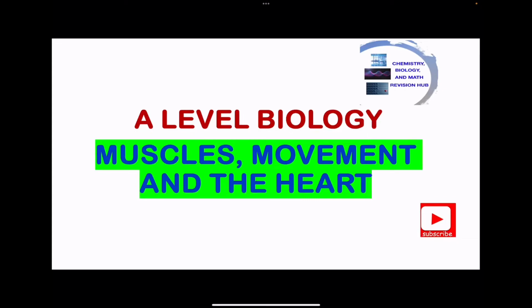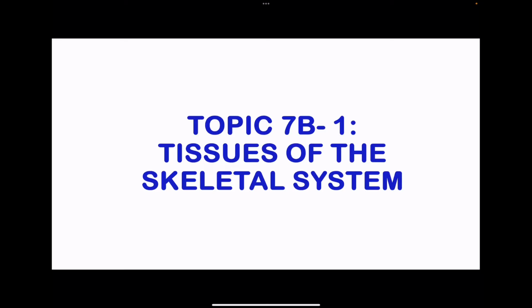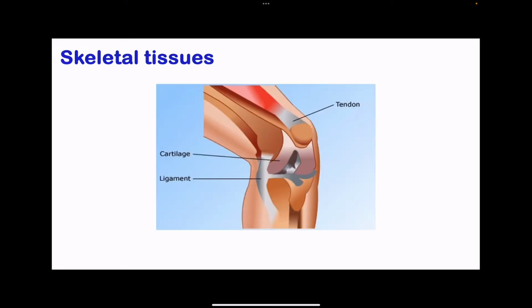Today we're doing the A-Level Biology topics. This is muscles, movement and the heart. We're beginning with topic 7b1, tissues of the skeletal system. The tissues of the skeletal system include cartilages, tendons as well as ligaments.